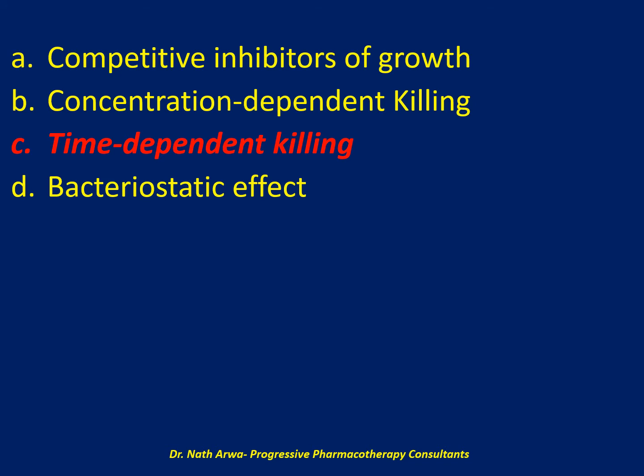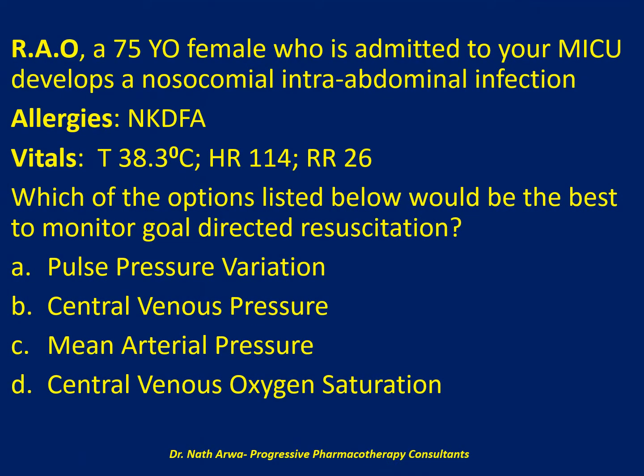Let's move to the next slide, please. And it reads, Mrs. R.A.O., a 75-year-old female patient, is admitted to your medical ICU and she develops a nosocomial intra-abdominal infection. She has no known drug or food allergies. Some of her vitals include a body temperature of 38.3 degrees centigrade, a heart rate of 114, it's pretty high, and a respiratory rate of 26.